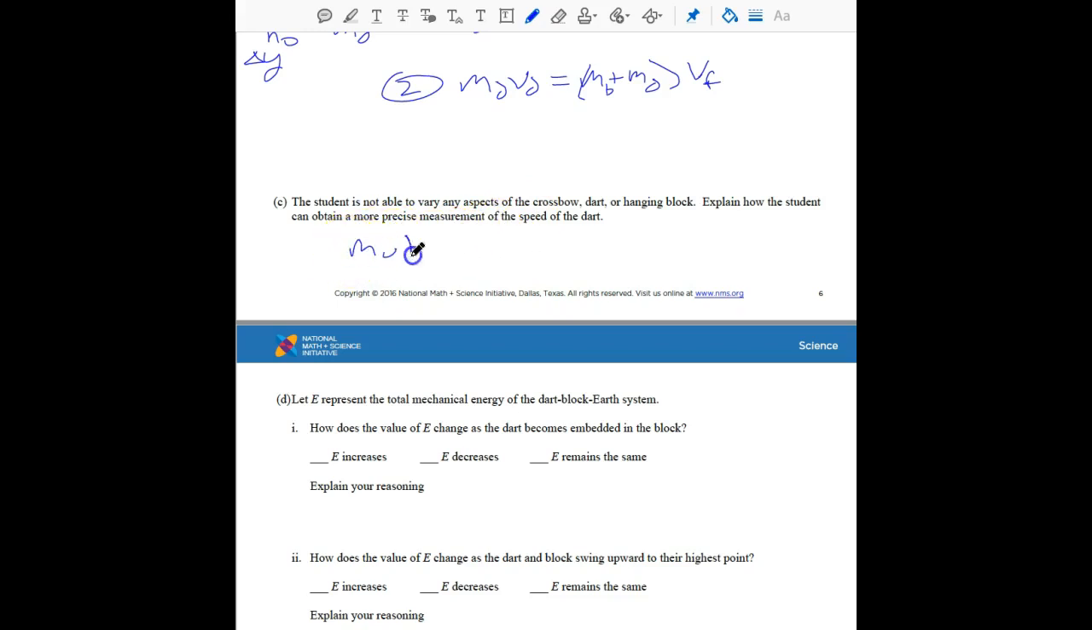And all you have to do is just say it needs to have multiple trials. So you need to do it several times in order to find that, and that's worth 1 point.